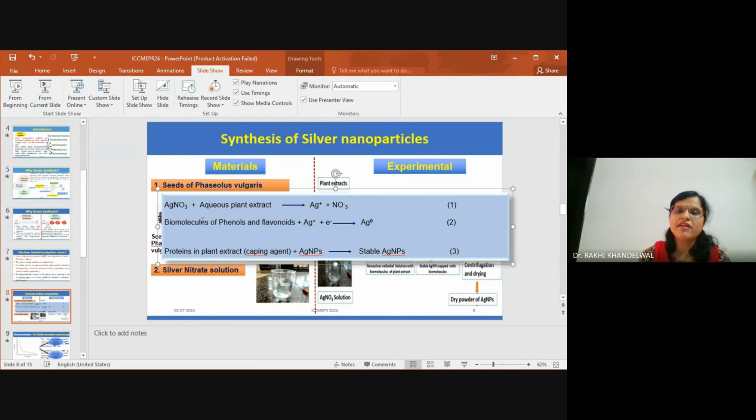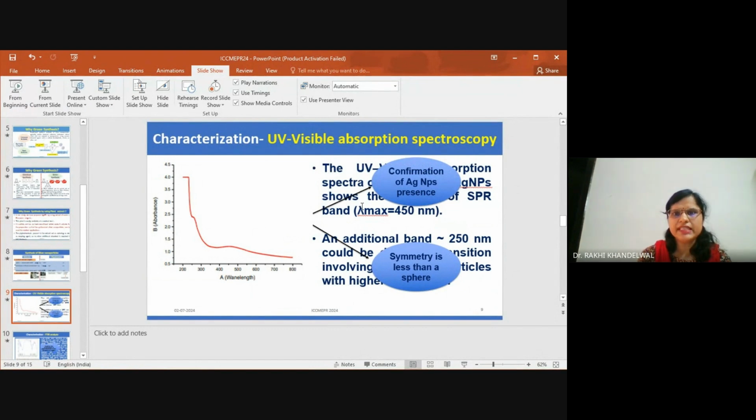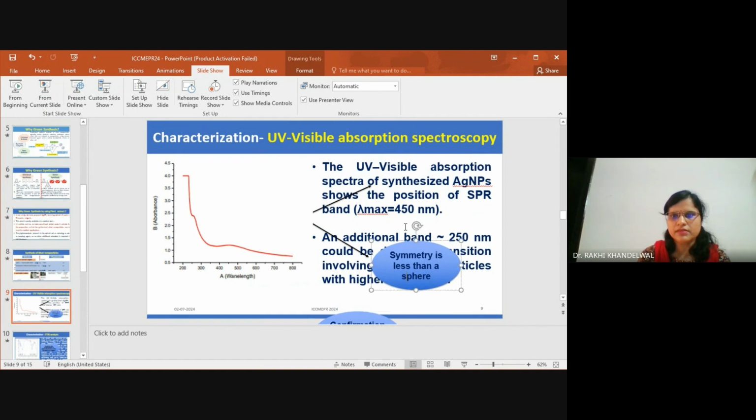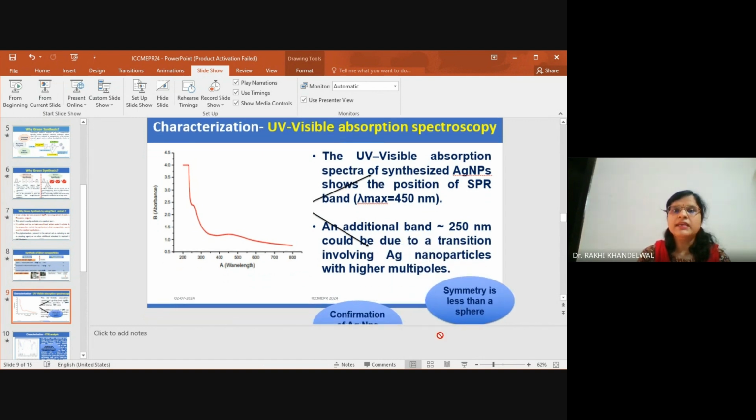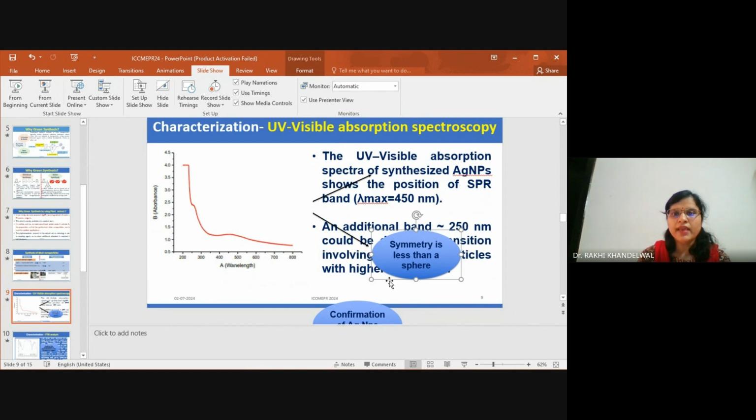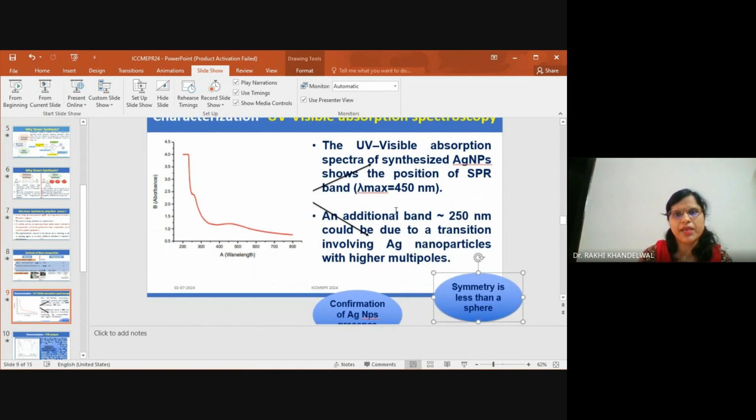So that is how we have prepared the stable silver nanoparticles with the help of plant extract. Now, after the preparation of the silver nanoparticles, we have done the characterization. First, we have done the characterization by UV-visible spectroscopy.